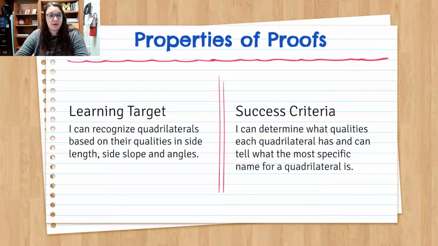Today we're going to talk about properties of proofs. In this learning target, we'll be able to recognize quadrilaterals based on qualities of side length, slope, and angles, and you'll use proofs to do that.